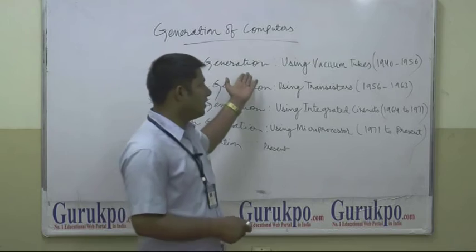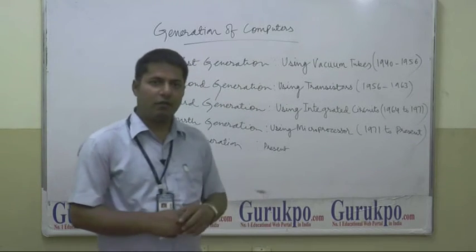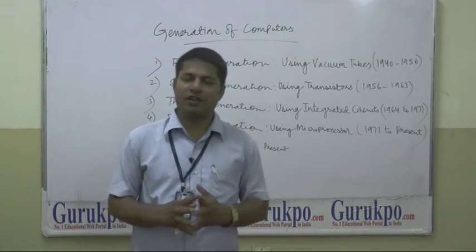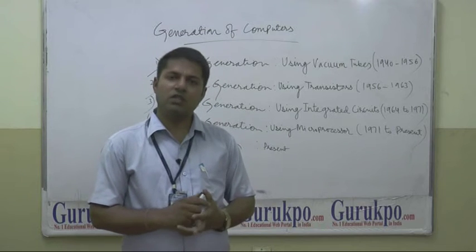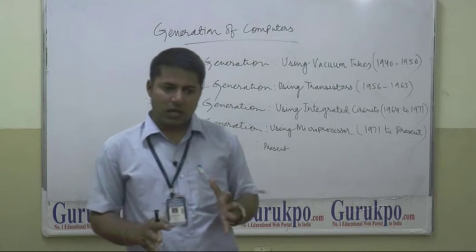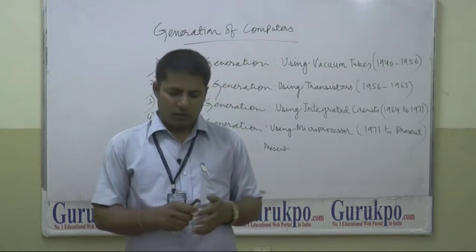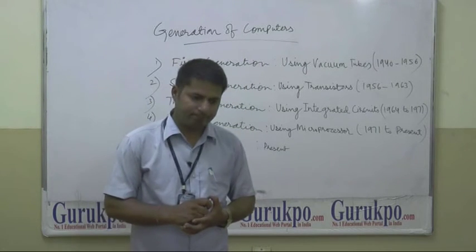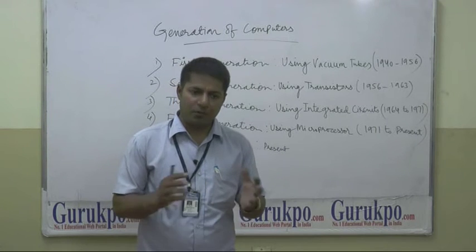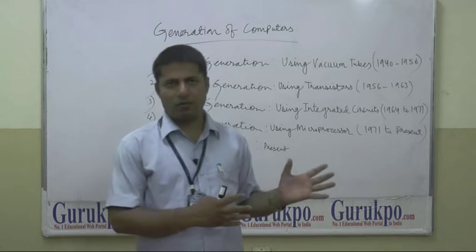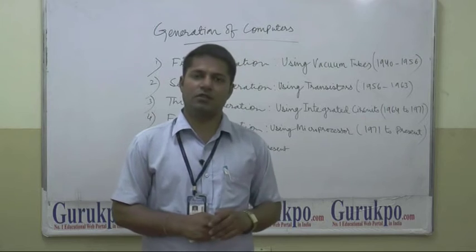First generation of computers, which existed from 1940 to 1956, used vacuum tubes, and the instructions were written in machine languages. Machine language is a language which uses the combinations of zeros and ones. So the computers were difficult to be programmed using these combinations of zeros and ones.